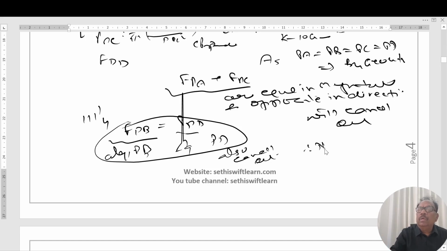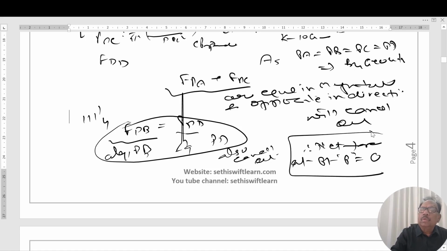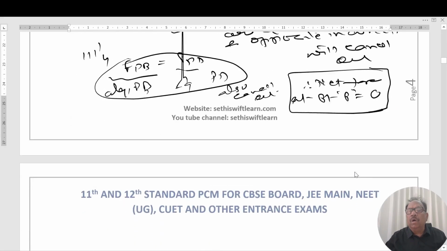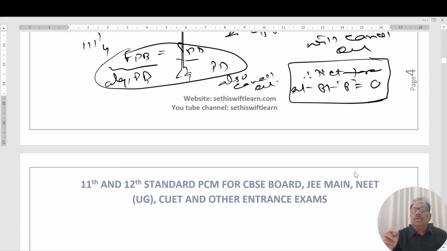Therefore, net force at point P will be equal to 0. If it does not cancel out, then simply apply the law of parallelogram of forces, and the resultant will be the final answer. Right, now I will start the question on algebraic sum of charges.